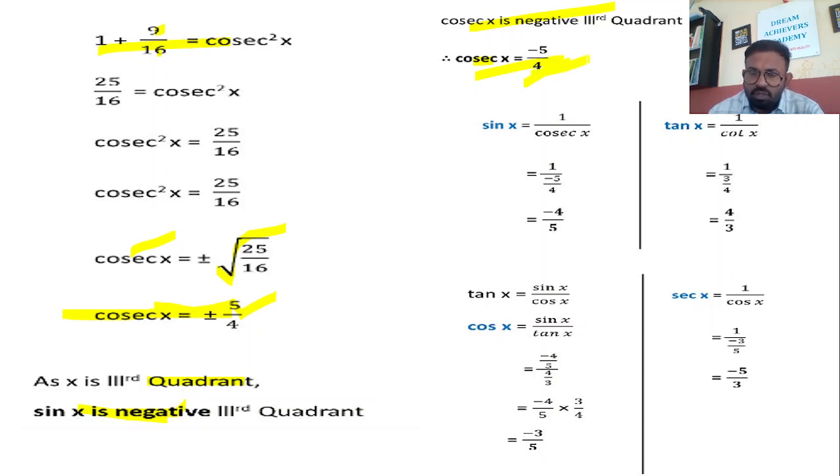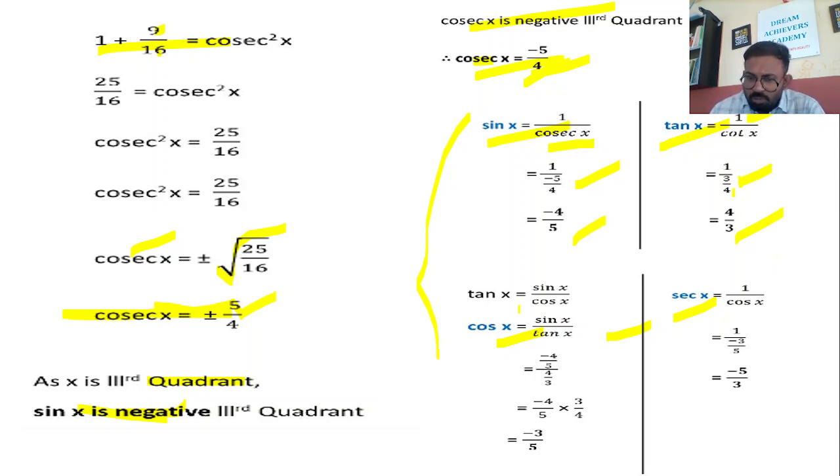So after finding cosecant x, find the remaining 4 trigonometric functions: sin x, tan x, cos x and secant x. Let us find sin x. Sin x is reciprocal of cosecant x. That means 1 by minus 5 by 4. So I can write it as minus 4 by 5. Same way tan x. Tan x is reciprocal of cot x, so 1 by cot x. The cot x value they have given is 3 by 4. 1 by 3 by 4 can be written as 4 by 3.